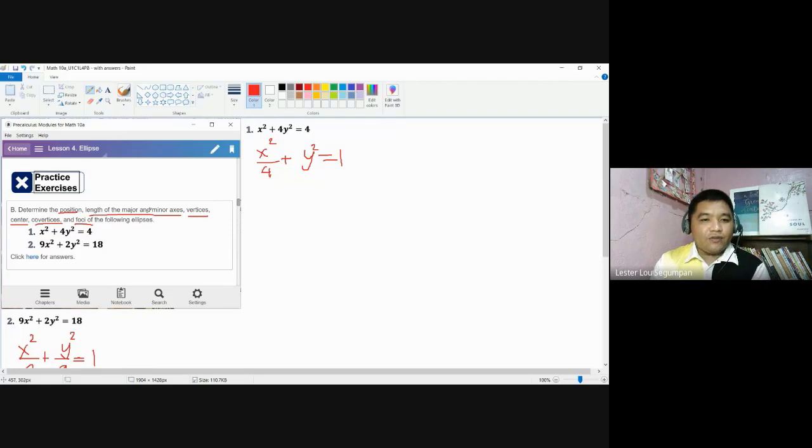The position of the ellipse is already given by the standard form itself. The standard form for these two follows the standard form of an equation centered at the origin. Plus y squared over b squared is equal to 1. So actually, we could already answer the center. The center for both of these ellipses is at 0, 0 origin.